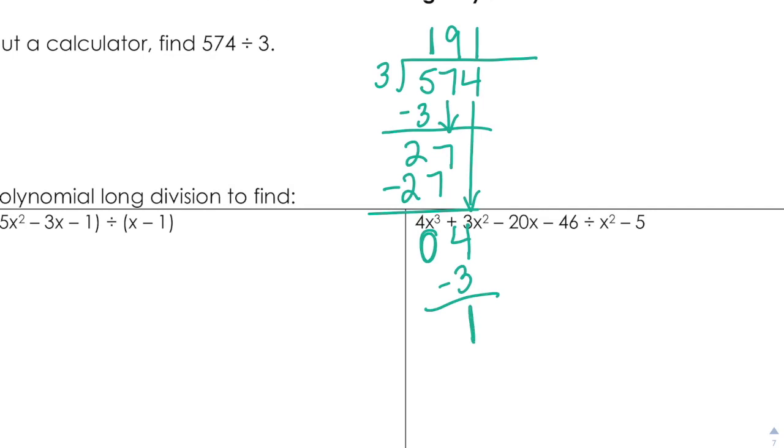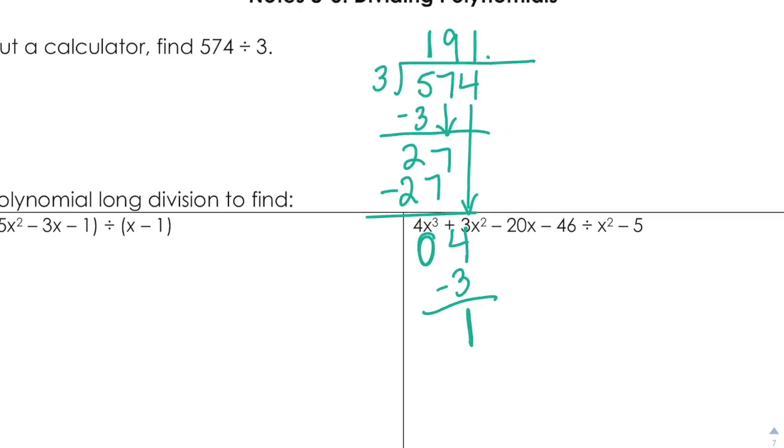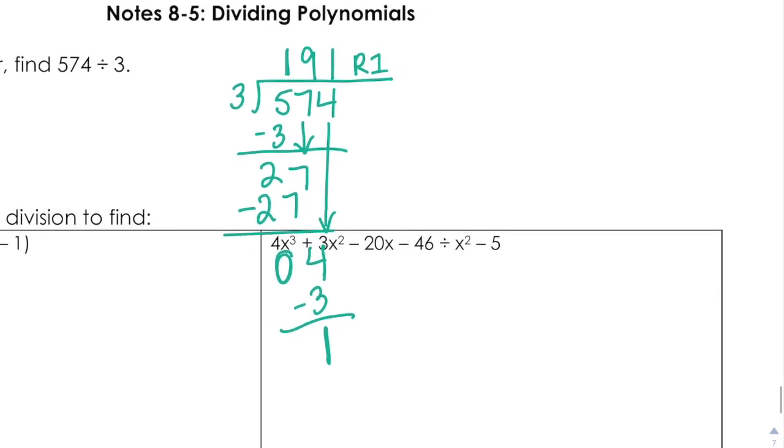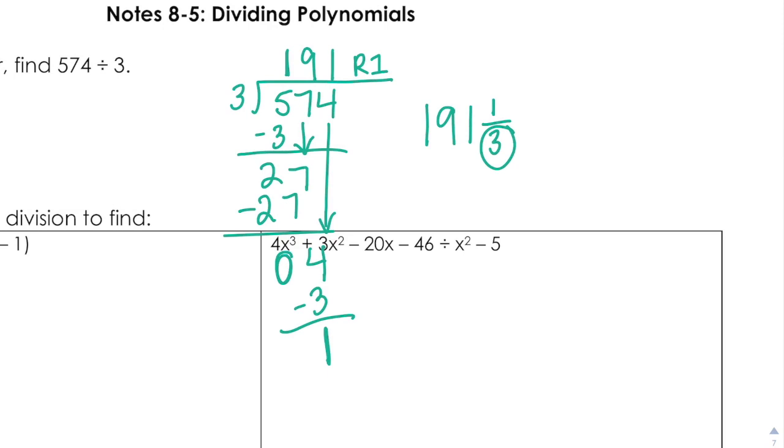When I come back around, 1 times 3 is 3, subtract, and I have a 1. Well, if I were going to keep going and have decimals, I could, but 3 doesn't go into 1, which means I have a leftover number. I have a remainder of 1, which means I could write it like this, 191. So 3 goes in 191 times with a remainder of 1. So there's 1/3 left over. The 3 comes from this 3 right here. And that's dividing the long way.